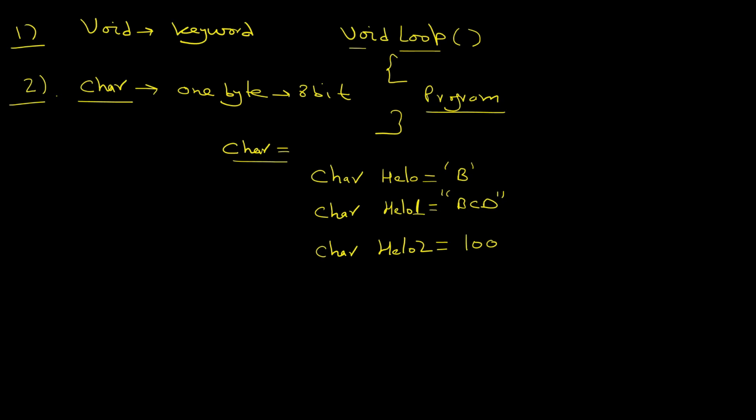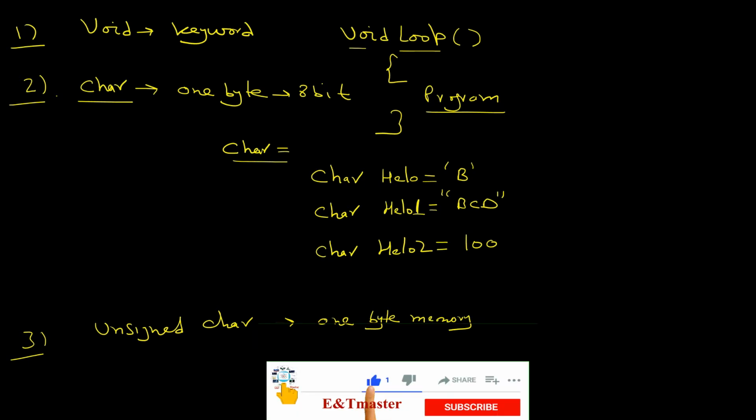Okay. Now, the third one is unsigned char. Unsigned char is a data type which again occupies 1 byte of memory. 1 byte is 8 bits. Now these unsigned characters can have a number between 0 to 255.